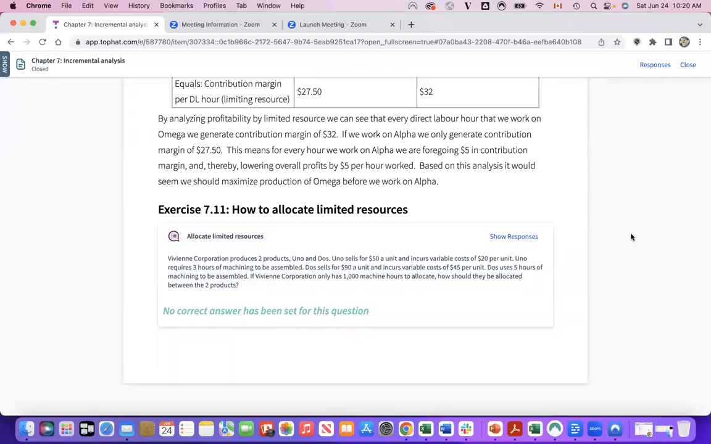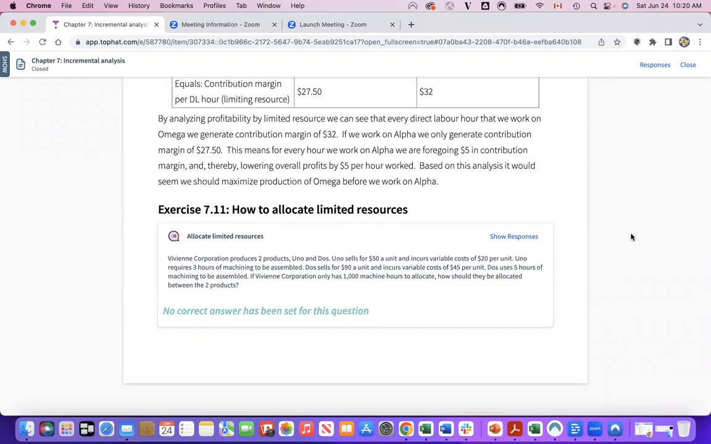All right, let's look at exercise 711. This deals with how to allocate limited resources. This is a decision companies have to face all the time because they only have a finite amount of the resources that are needed to produce a product or provide a service and ultimately turn a profit for the company.